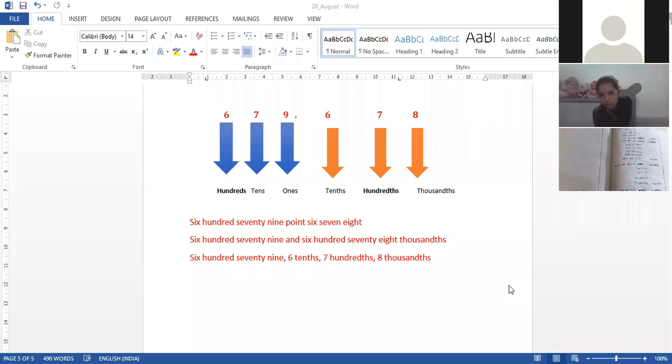Copy this first. On the top, note down: write decimal number in words.